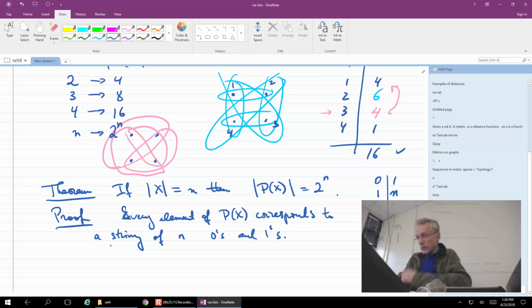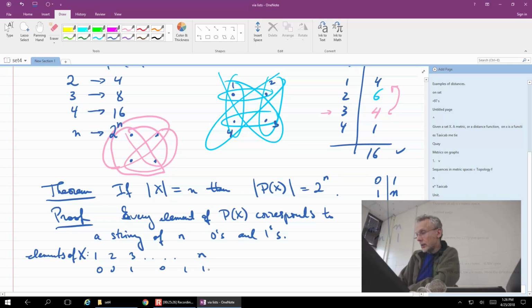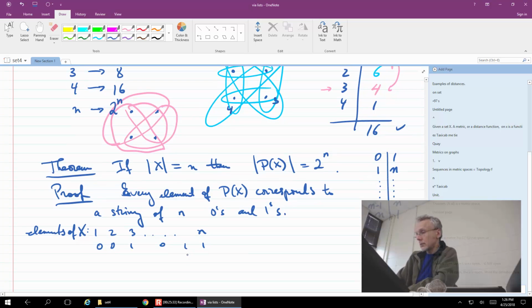Meaning that we list our numbers, entries 1, 2, 3, up to n. These are my elements of X right here. And then I put here 0, 0, 1, 0, 1, 1. What does it mean? 0 means that it is excluded, and 1 means that it is included. Say these elements are included, here n over 2, and these are excluded.